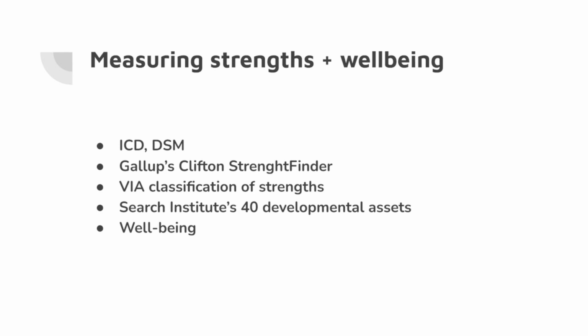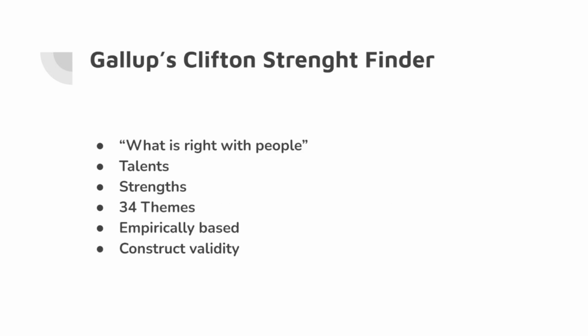And so in the field of positive psychology, do we have something similar to these where we can measure strengths and classify strengths? Well, there are 3 classifications that we're going to talk about today: the Gallup-Clifton Strength Finder, the VIA classification of strengths, and the Search Institute's 40 developmental assets. And then at the end of talking about all those, we're going to talk about well-being and how it relates to strengths. So first, I want to talk about the Gallup-Clifton Strength Finder.